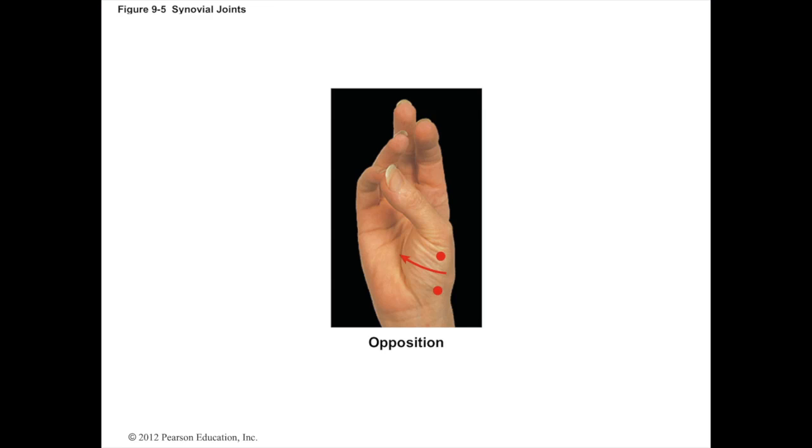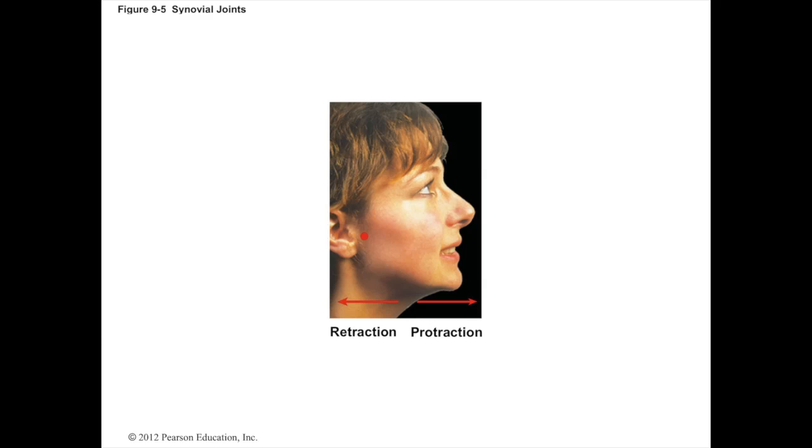Here's opposition when the thumb is touching the fingers, and dear God, that person needs to cut their fingernails. Retraction is when your body moves backwards, posterior. Protraction is when your body joint moves forward.